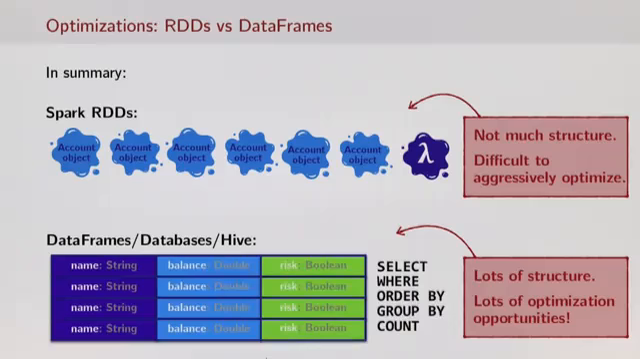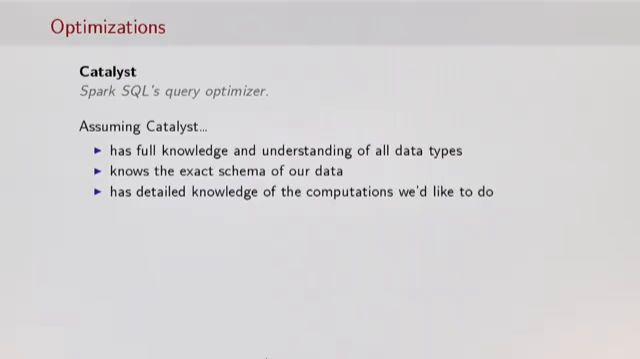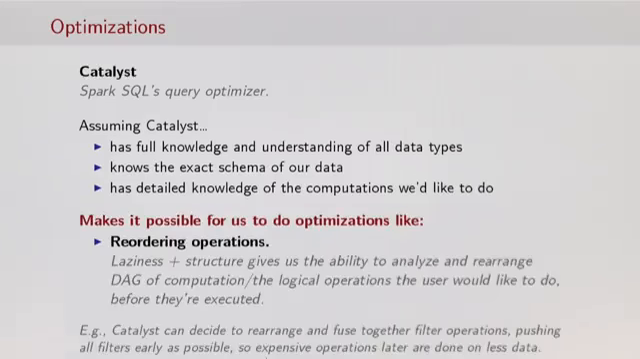So we know more about what a user intends to do when they write in this sort of syntax than if they write in this sort of syntax here. So assuming that Catalyst has this information, assuming that it has a full knowledge and understanding of all of the data types in the program, assuming it knows the exact schema of our data, so it knows which fields we have in our data set, and assuming that it has detailed knowledge of the computations that we would like to do, so assuming that it has these 3 things, there are a number of optimizations that it can do.